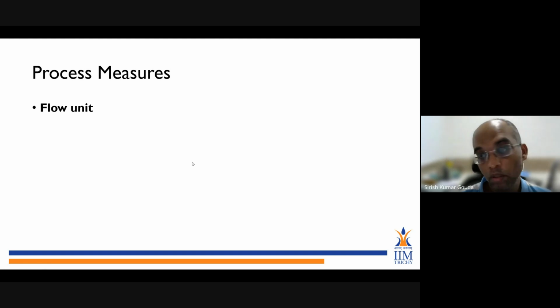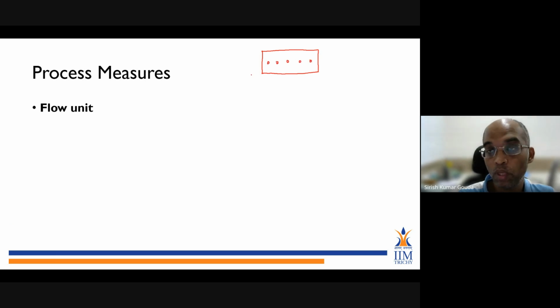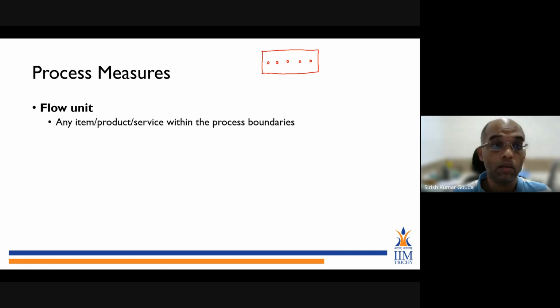To start with, the first thing that we need to understand is something called a flow unit. A flow unit is any particular unit that is flowing through the process boundaries. A flow unit could be an order, an item, a product or a service, a work in progress inventory, or any particular type of request that is flowing through the process boundaries.